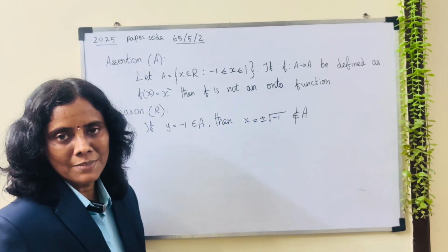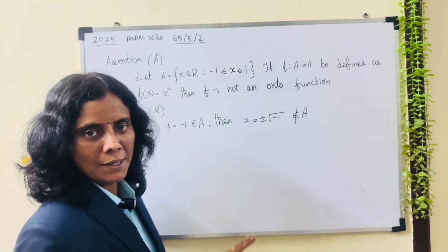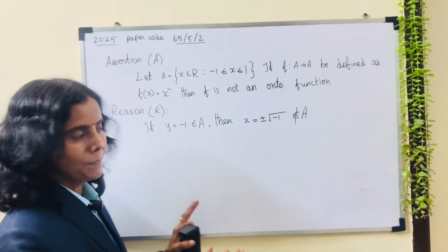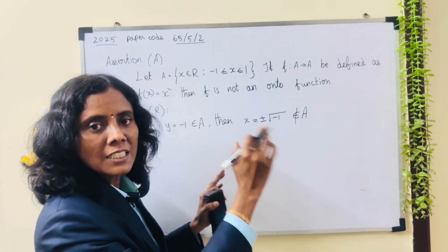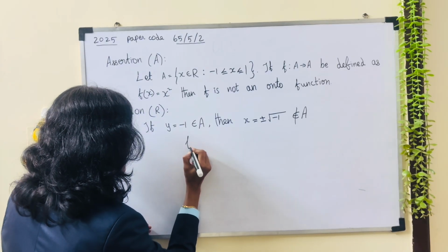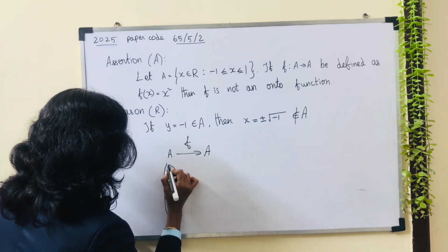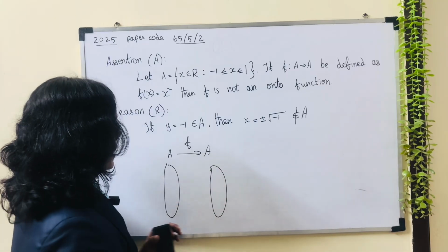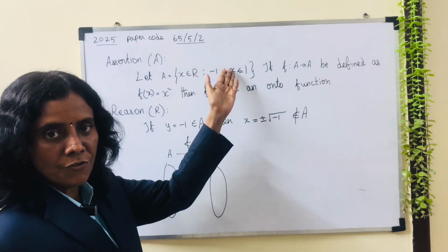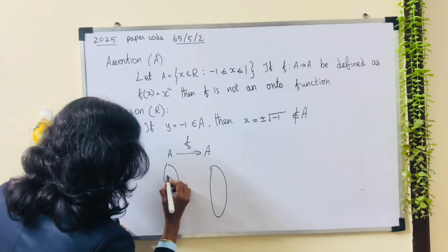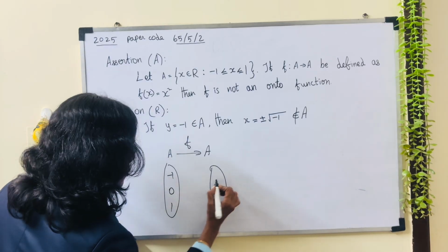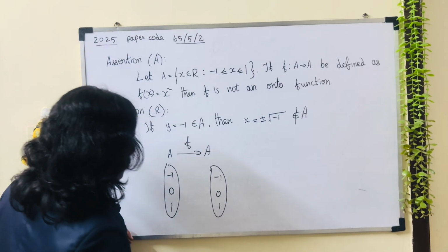This is simply MCQs, so don't go to theory part and all. Let us solve this simply. Here, f is from A to A. Let us take a function from A to A, and its elements are given as real numbers from minus 1 to 1. So let us simply take minus 1, 0, 1, and minus 1, 0, 1.